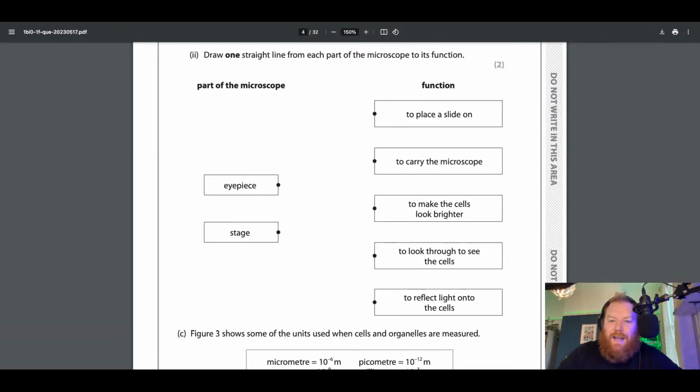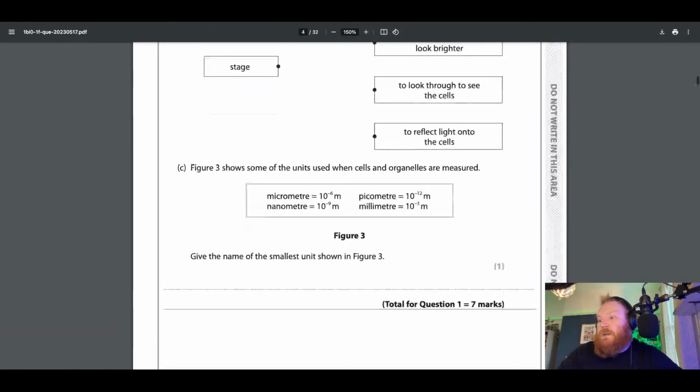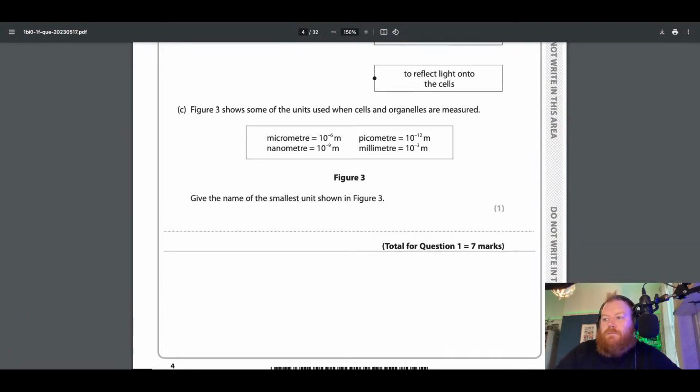Moving us on to the next question then for this paper, and again, be ready to answer. The question is asking you, give the name of the smallest unit shown in figure 3. For those of you that can't see, the actual question is asking you what is smaller. Is it a micrometer, nanometer, picometer, or millimeter? So which one is it?